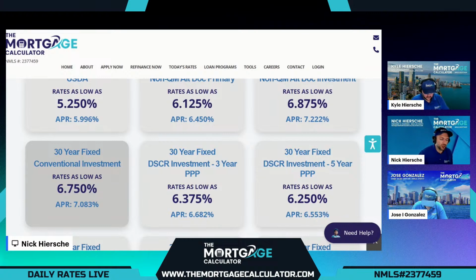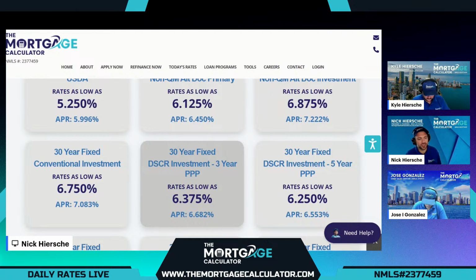So we do have conventional. We do not have government, so no VA, FHA, or USDA. But the conventional programs do allow investment properties, rates as low as 6.75, final APR 7.083. A little better than the alt doc option, but not better than our favorite options, our DSCR programs.